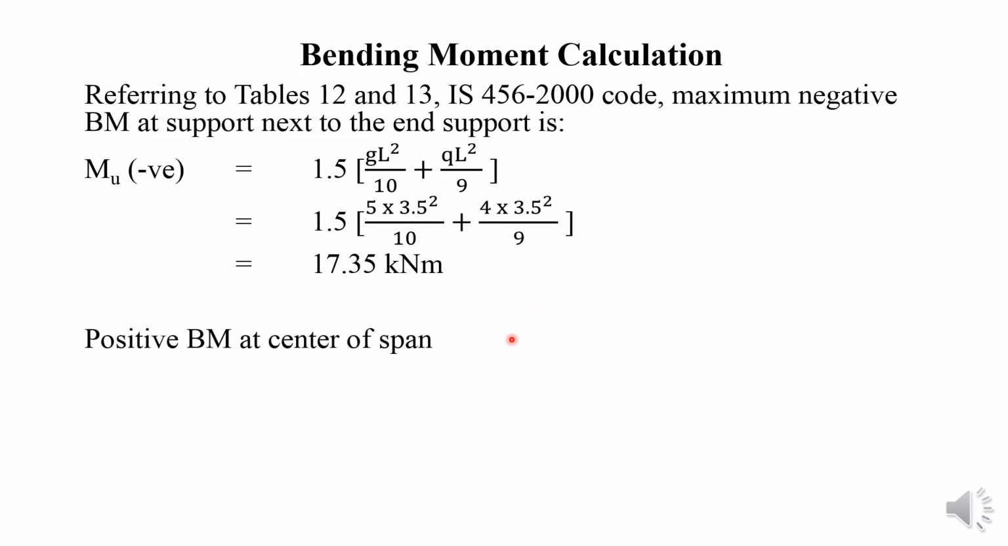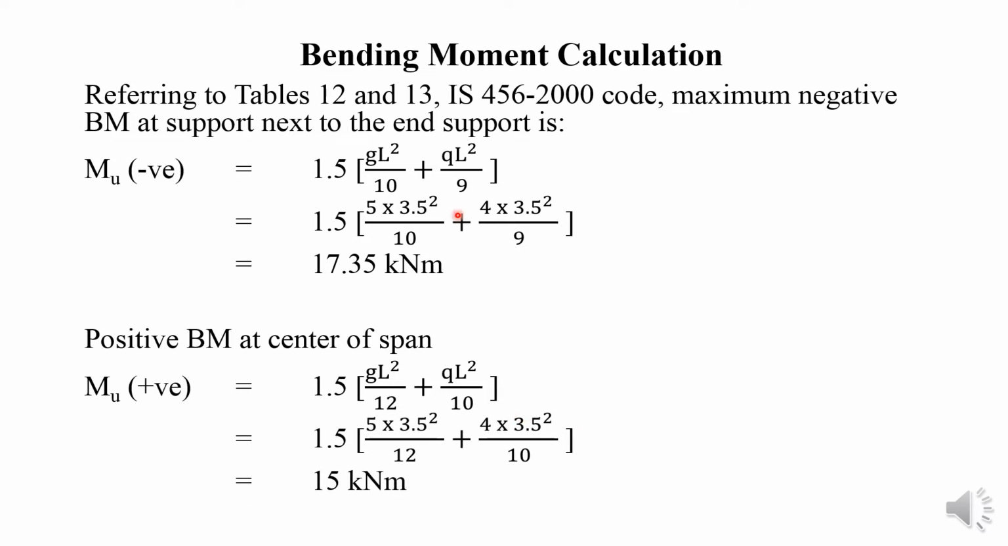Likewise, the positive bending moment at center span we have to determine by using 1.5 into GL square by 12 plus QL square by 10. So finally we will get a value of 15 kilonewton meter. So the negative bending moment is 17.35 kilonewton meter and the positive bending moment is 15 kilonewton meter.